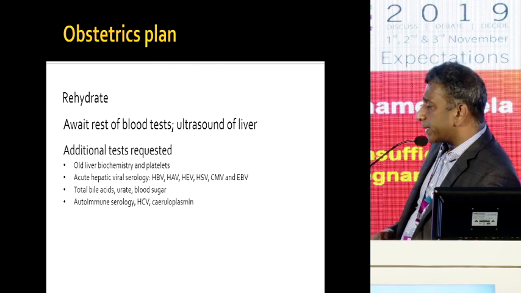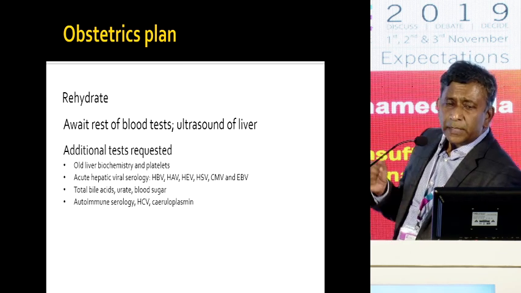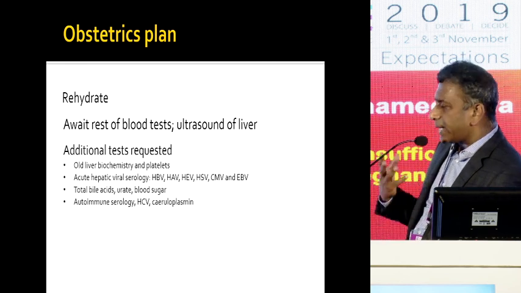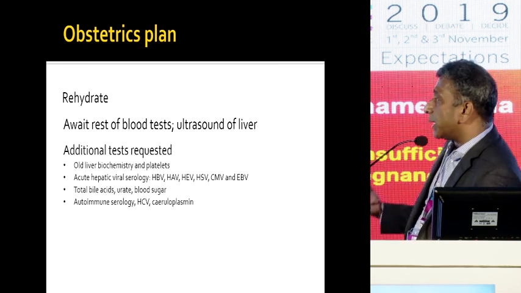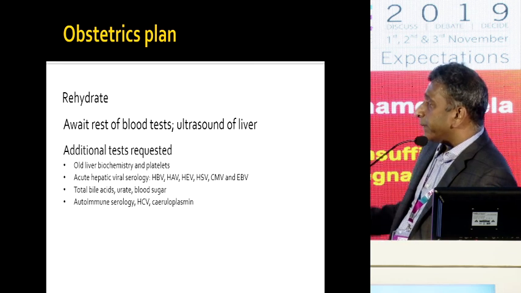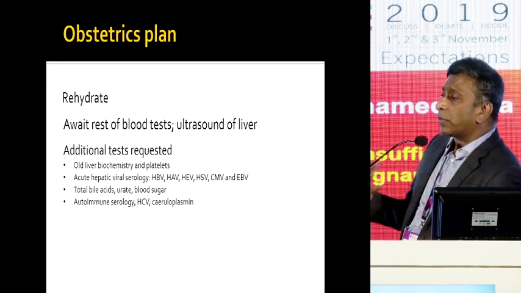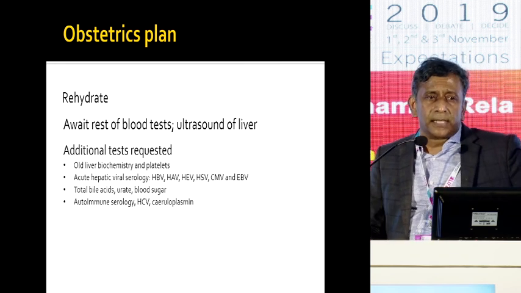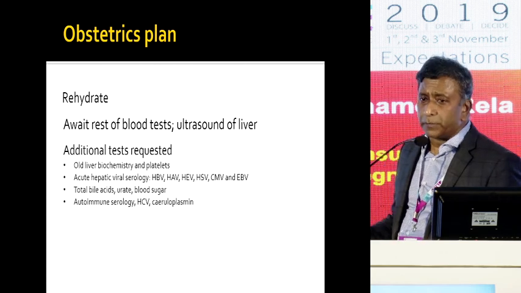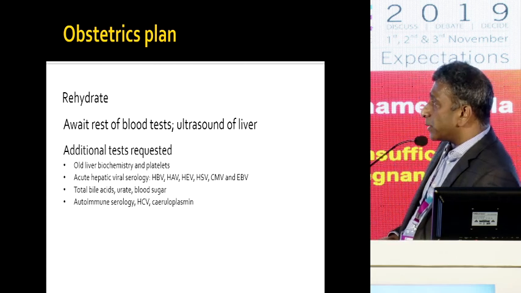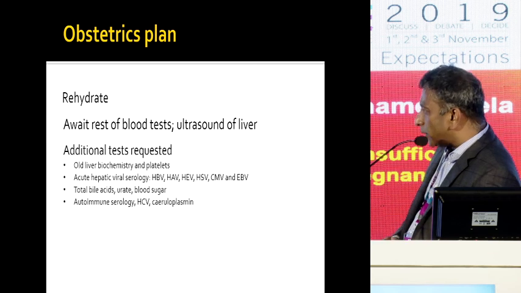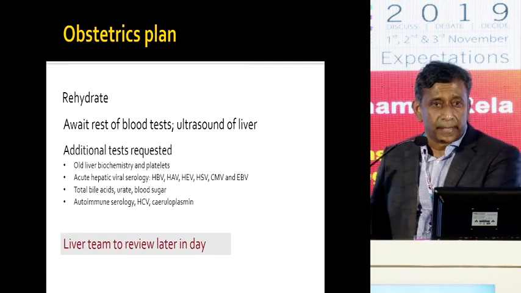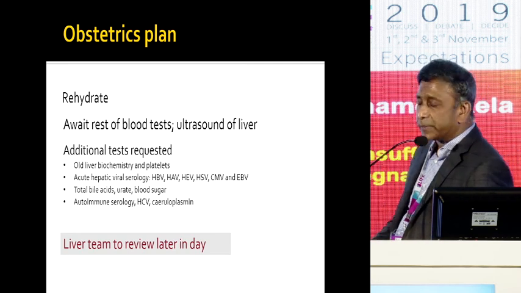So you do further tests. And the first thing you want to do is to exclude the common problems first: acute hepatitis B, hepatitis A, hepatitis E, which carries high mortality, CMV, EBV. And you're also looking at bile acids to exclude cholestatic diseases. And you investigate for all the chronic liver diseases that you see in young people: Wilson's, autoimmune liver disease, all of that, HCV as a possibility. So you've done these and you want to get a hepatologist or a liver team, or a gastroenterologist you can find, to tell you what's going on with this patient.